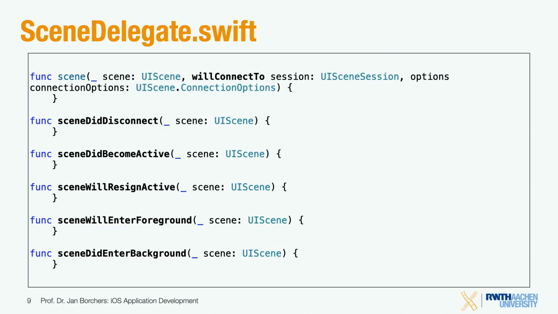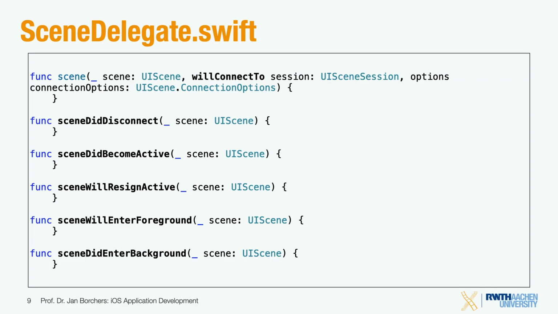Again, these are the hooks that you will find in your scene. willConnectTo is the method to configure and attach the UIWindow to the corresponding scene, for example. If you use a storyboard, the window property will always be initialized automatically for the scene, so you don't need to worry about this. This is another example of these delegate methods that are hooks that you can jump in to do something.